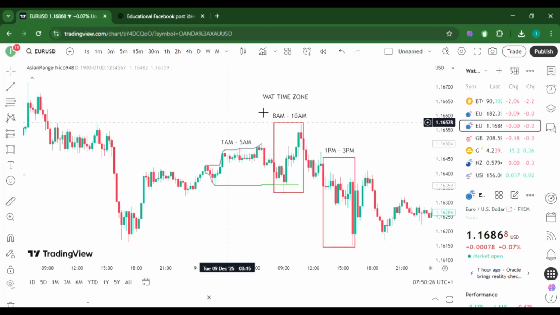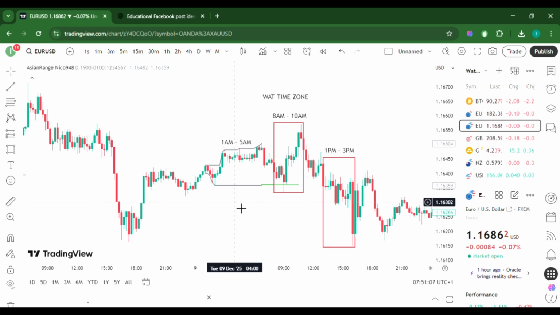The time zone I'm using here is this. This is the Asian key zone. It starts from 1 a.m. to 5 a.m. London key zone, 8 a.m. to 10 a.m., and New York key zone, 1 p.m. to 3 p.m. These are times with high volume or high volatility. We call them high volume time windows, which are characterized by overlap or when the market is opening.